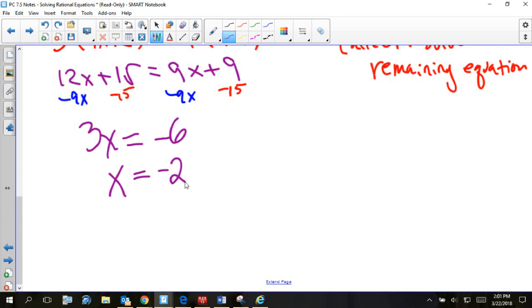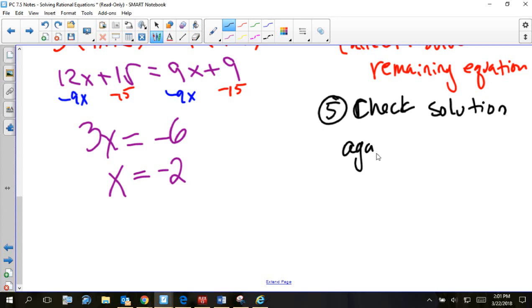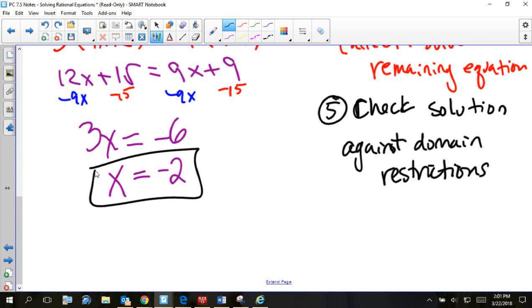Now you just need to check this answer with those domain restrictions. Remember we had what x cannot equal? We had, right at the beginning, x cannot equal negative 1 and x cannot equal, is it negative 4/5 or negative 5/4 or something? Negative 5/4. Can x equal negative 2? All right, well then we're good. If the answer was no, then you'd have to throw that out. And then we probably have no solution for that.